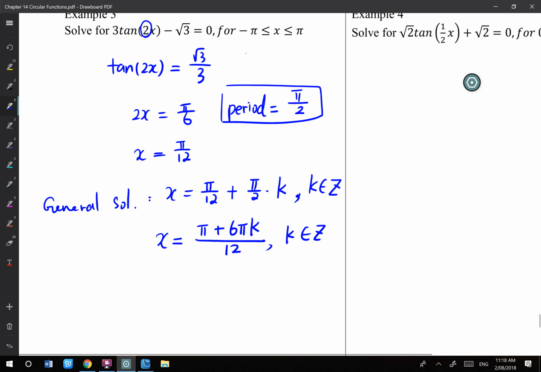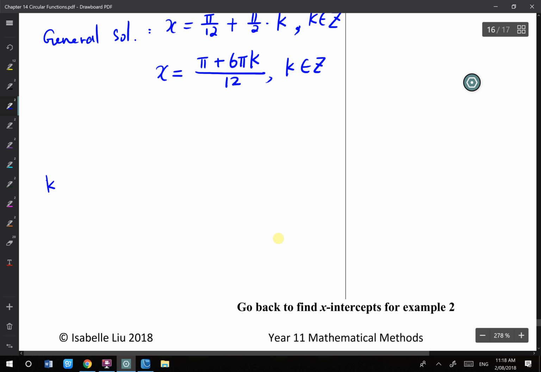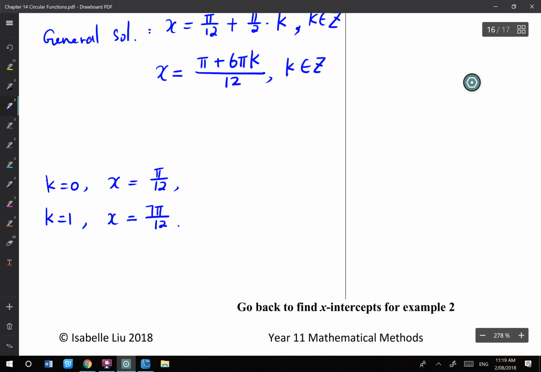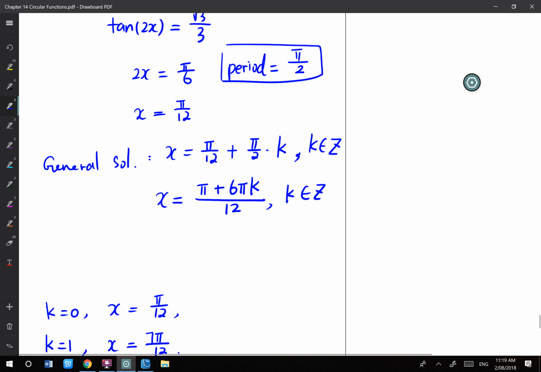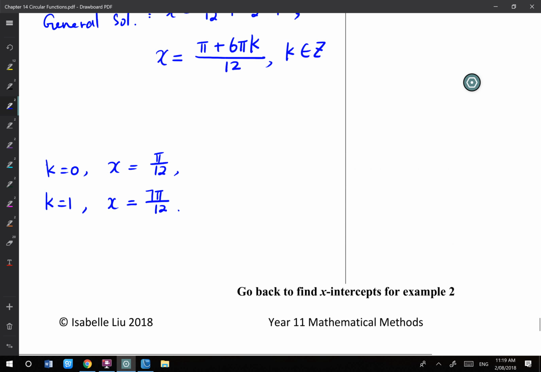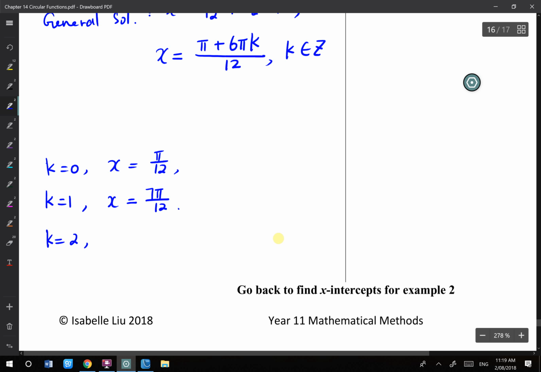So what I want is domain is negative pi to pi. So I make k equals to 0. X equals to pi on 12. That's good enough. K equals to 1. X will be 7 pi over 12. Is that right? Yes? So I try k equals to 2. 13 pi over 12. Does that work or not? No. Okay, so we stop here.